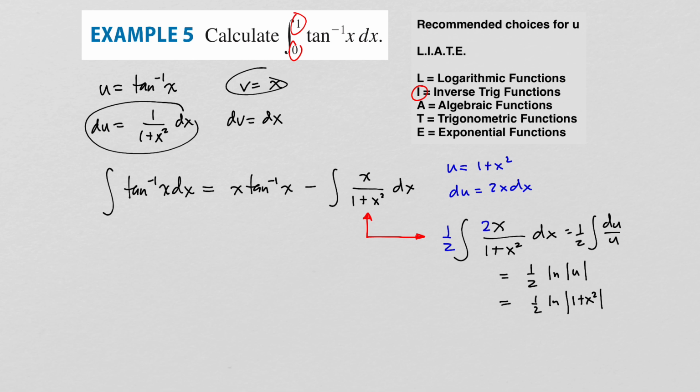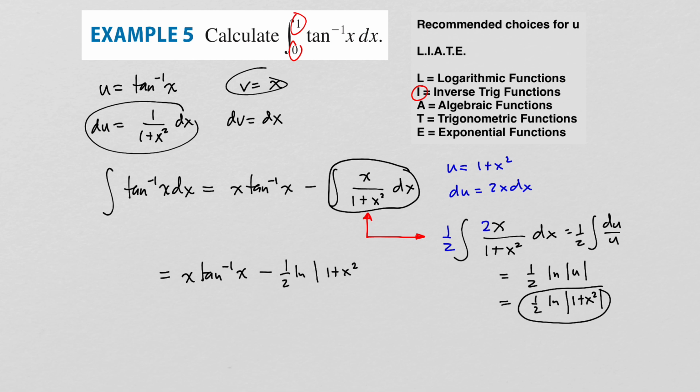Now let's just bring in the solution. So we have x inverse tangent of x minus this antiderivative is right here. So that's 1/2 natural log absolute value 1 plus x squared. And now that I have my antiderivative, I will just take this whole thing and put in my limits now from 0 to 1. So what's important is that you're not changing your limits.